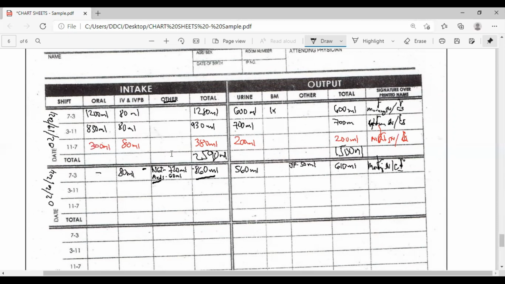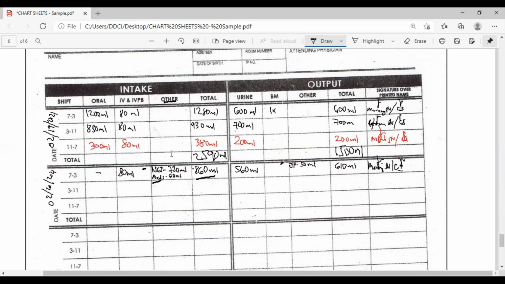Then if there is drainage, for example the patient is post-op, you have your Jackson Pratt and other types of drainage, or Foley catheter, so you write it here. Or Foley catheter, you can write it in urine. Since it's still urine, but if there are drainages like Foley, Jackson Pratt, you write it in others.